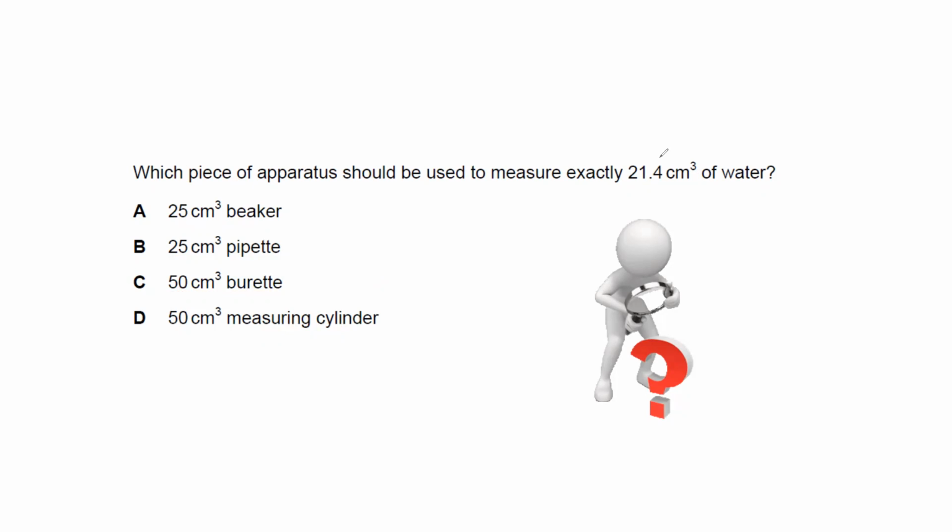So whenever you see a decimal place here, like 21.4, 13.2, or any number like 0.1, 0.2, 0.3, then which is the best apparatus? We always select a burette. If it is a fixed volume, like if instead of 21 it was written 25, so accurately 25.0, we can use a pipette.